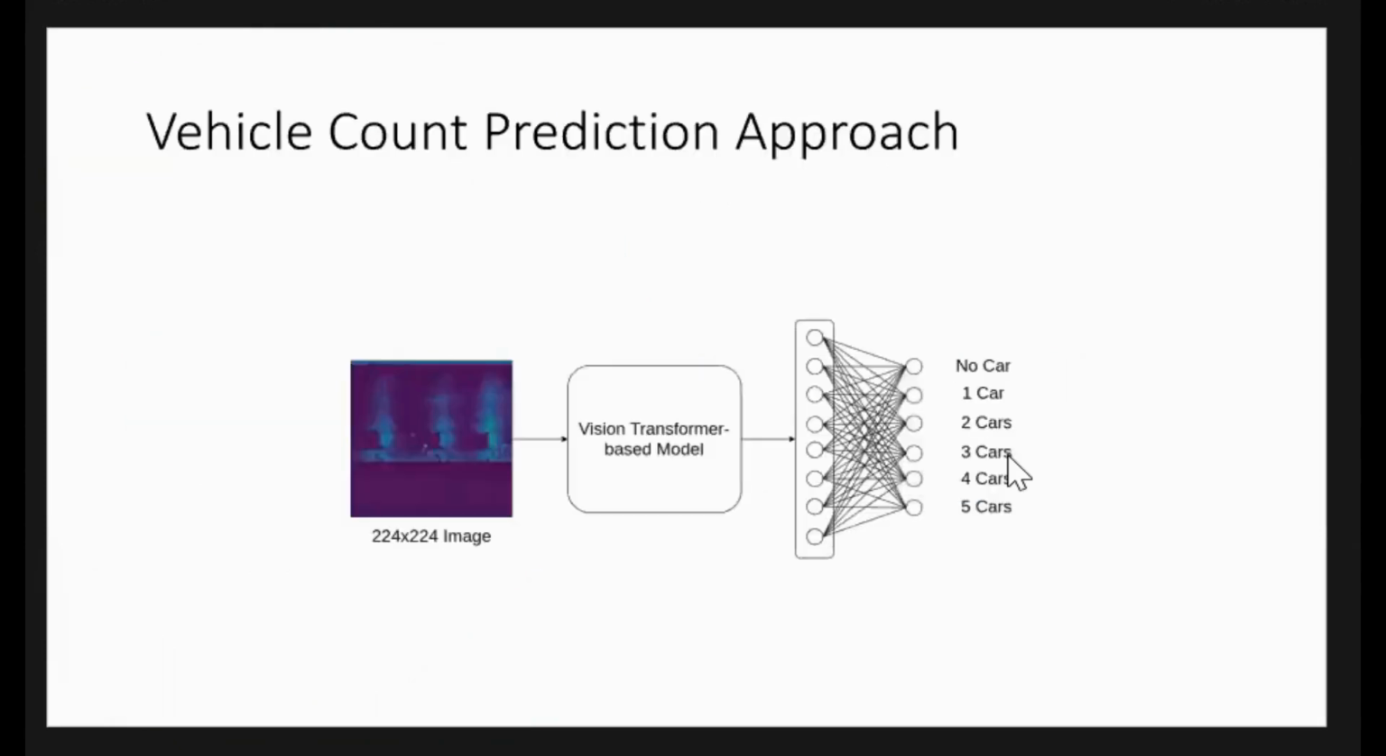In the first method, it is simple. We extract the audio features from the 10-second audio data, and then we feed them to our transformer model, and the model tries to predict the number of vehicles.